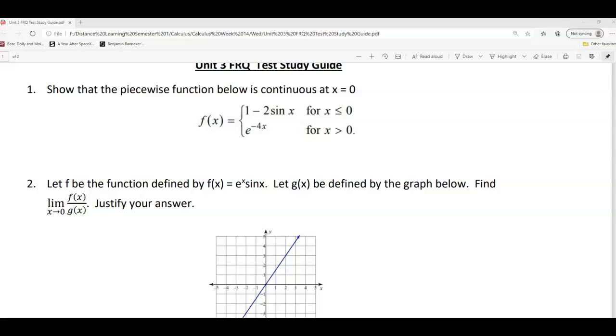So let's begin. To show that it's continuous, the first thing we'll need to do is prove that the function exists. And when it comes to piecewise functions, we also need to show that the limit exists, but the way you do that is by finding the limit from the left and the limit from the right. I'm going to give you guys some pointers here about how to write your work.